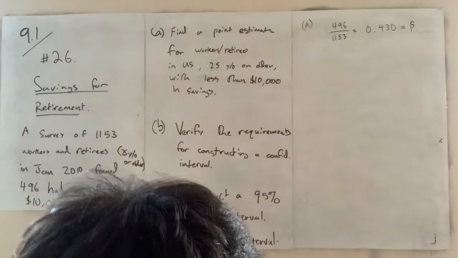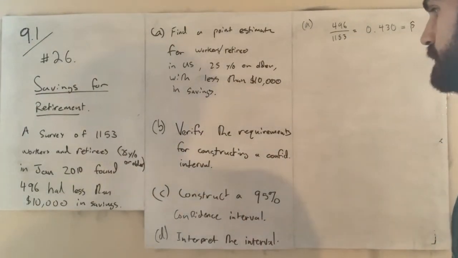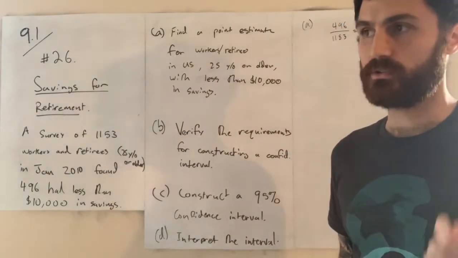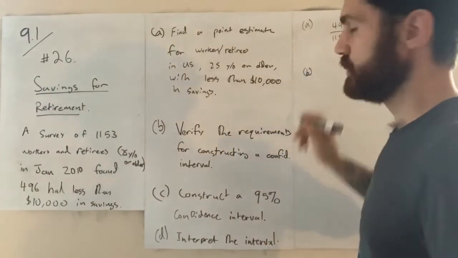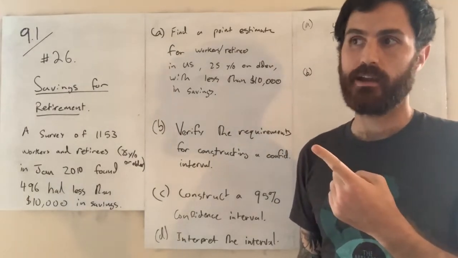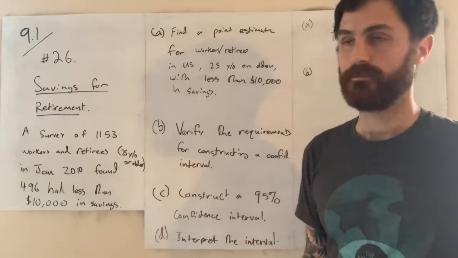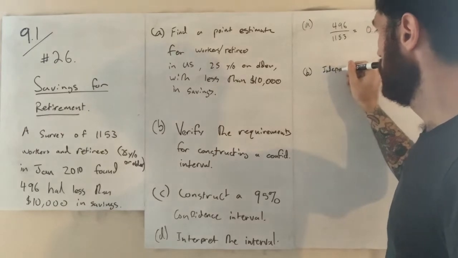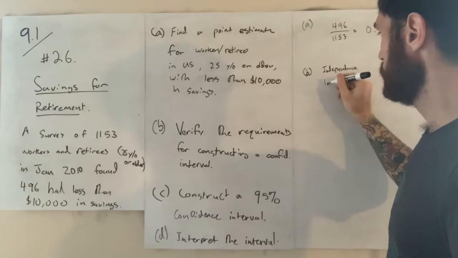Okay, so B is verify the requirements for constructing a confidence interval. So what are the requirements? Well, we actually just have two. We have to make sure independence is satisfied, and then we have to make sure that our sample size is large enough. So independence and large enough sample size.